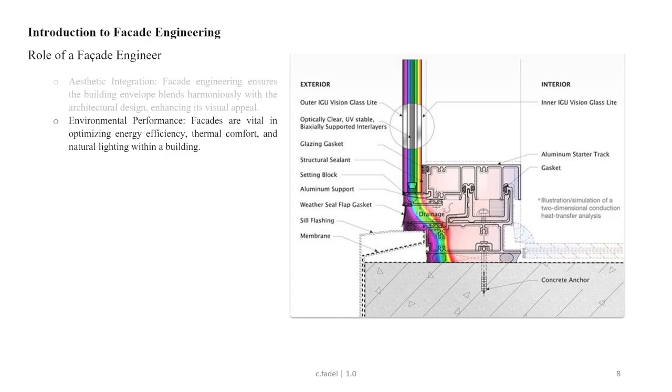Facade also plays a role in maintaining healthy indoor air quality. So by integrating appropriate ventilation system, a facade engineer can ensure proper air exchange to minimize the buildup of pollutants and promote a healthier indoor environment. So an adequate air filtration as part of the facade design can further enhance the indoor air quality and occupants' well-being.